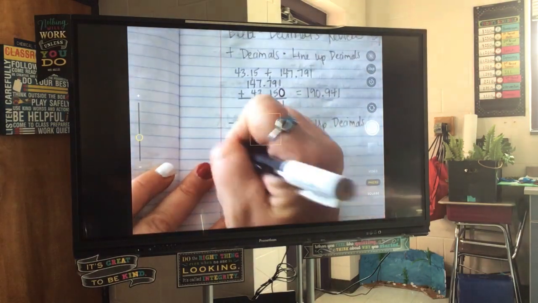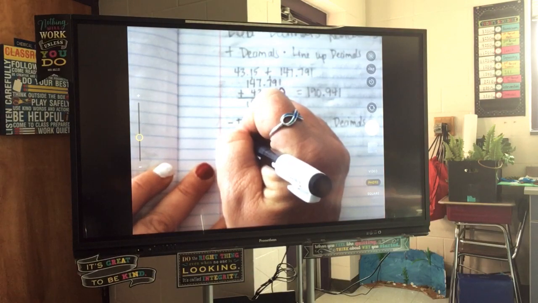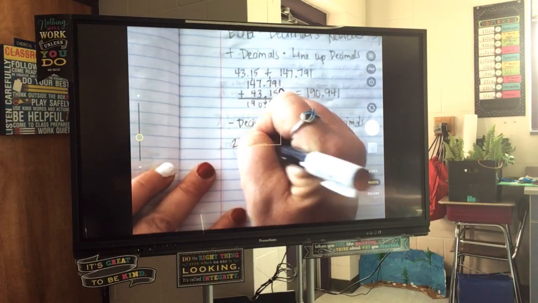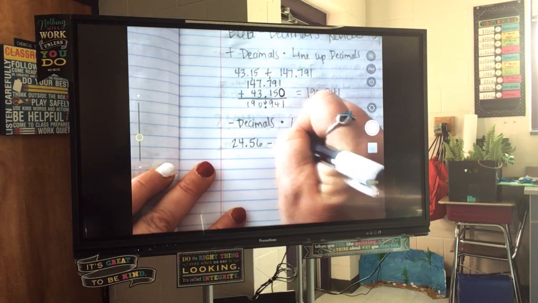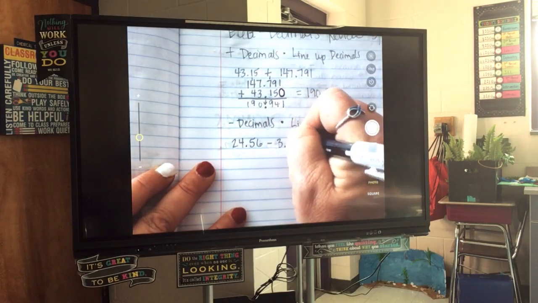Alright, so my problem is 24 and 56 hundredths minus 3 and 489 thousandths.